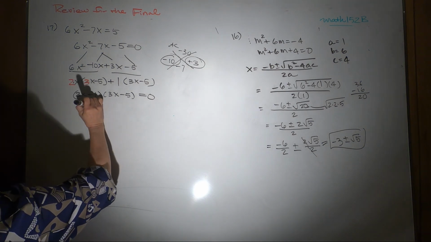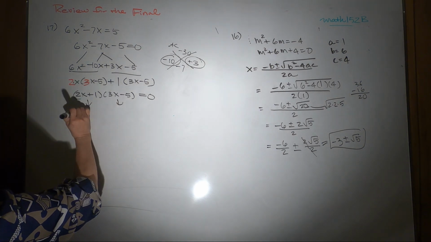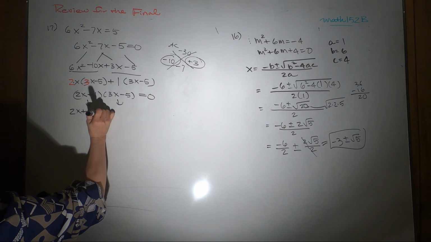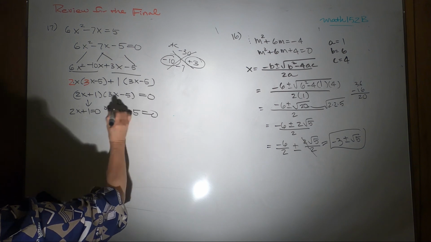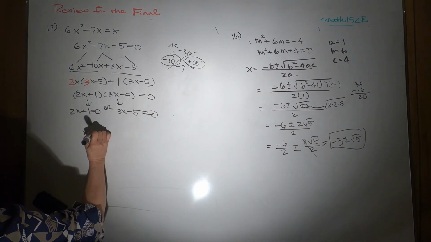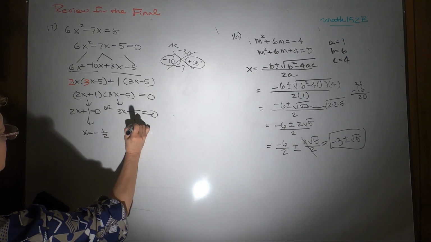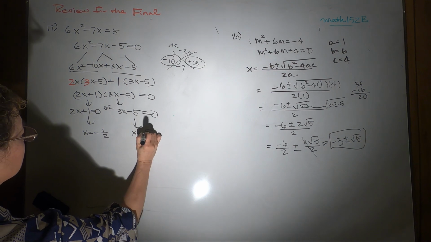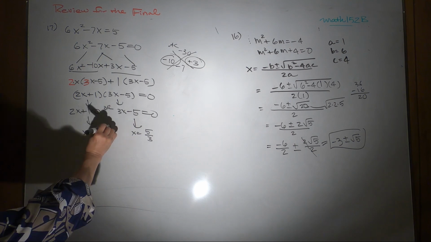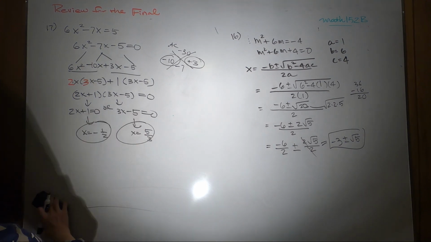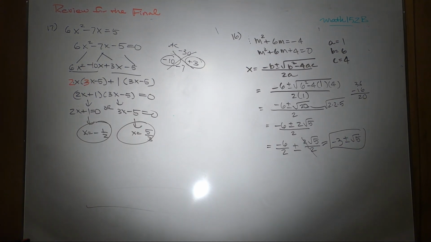Then by the zero product property, I can have 2x plus 1 equals 0 or 3x minus 5 equals 0. Then I will solve this, it becomes negative 1/2. This x would be 5/3. Okay? So that would be our answers.